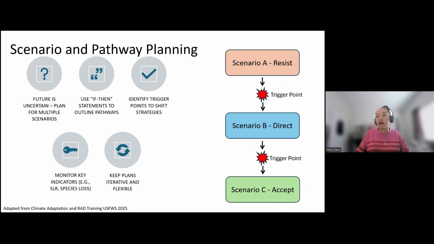For each scenario, you can outline a RAD pathway using simple if-then statements. For example, if salinity exceeds 10 parts per thousand, then shift from a resist strategy to a direct strategy and begin planting salt-tolerant species. These statements help you recognize trigger points and respond proactively instead of waiting until it's too late.